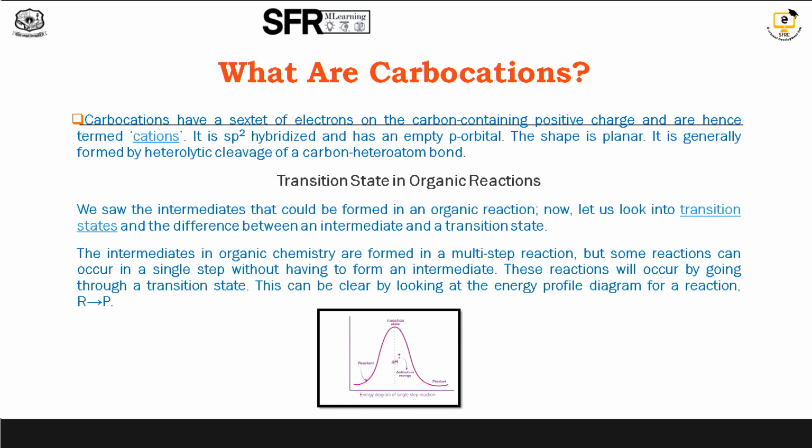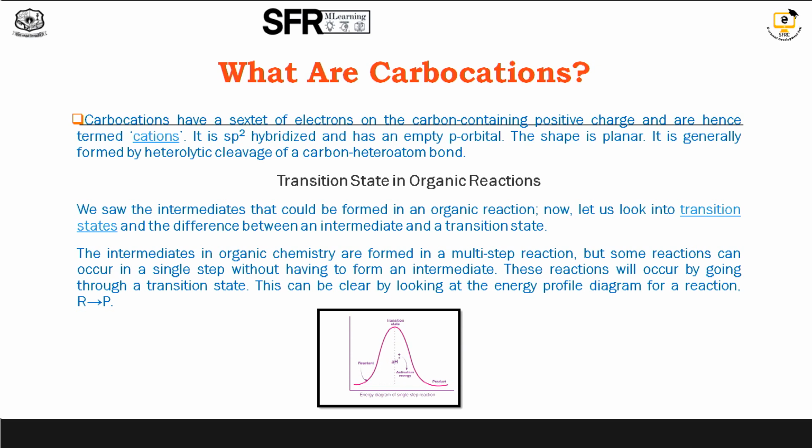Another important term that you have to remember in organic reactions is transition state. Up to this we have seen the names of some of the intermediates, and we will also discuss another term, transition state. We saw the intermediates that could be formed in an organic reaction. Now let us have a look into the transition state. Here the difference between the intermediate and the transition state is also visualized in the energy profile diagram.